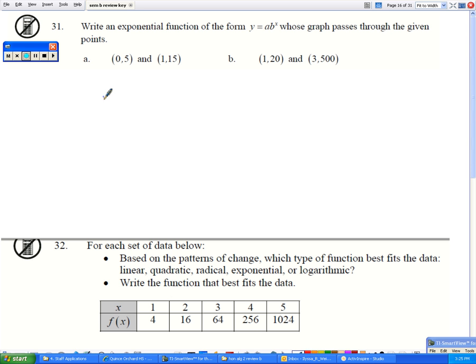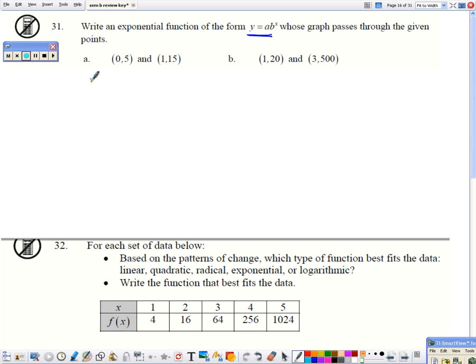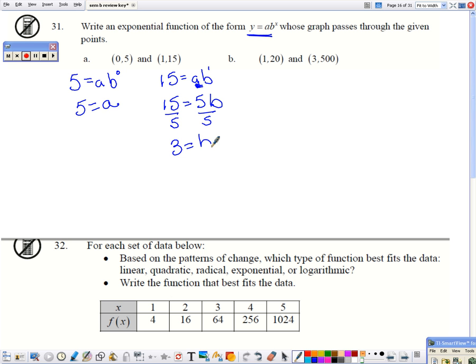So we're going to set up a system of equations for 31 using our exponential function. I'm going to plug in my first point, and I'm going to plug in the second point. Well, b to the 0 is 1, so that means 5 equals a. I can take that and substitute it in for this a. Divide by 5. We get 3 equals b. So our equation is 5 times 3 to the x.